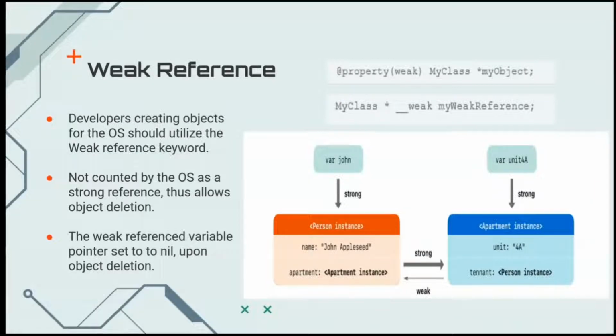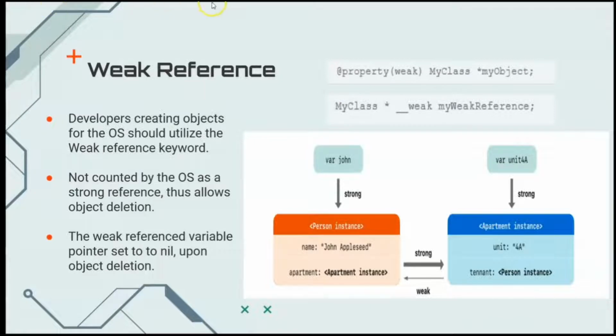Automatic reference counting requires that when developers are creating applications to be used on the application layer, they utilize the weak reference keyword. The weak reference variable keyword implies that they will not be counted as a strong reference by the operating system. So when an object referencing them has all of its other strong references removed, the object will be deleted appropriately, and it will have its space freed in memory, and the variable pointer that it was referencing will be reduced to nil, so it won't be pointing to anything.